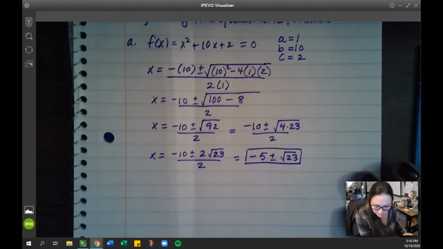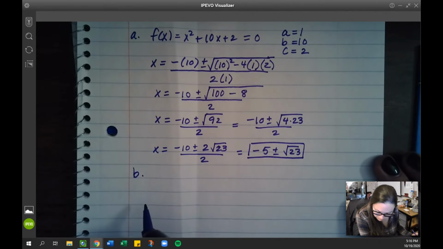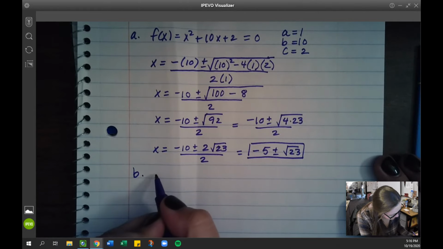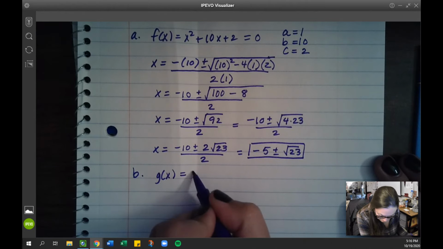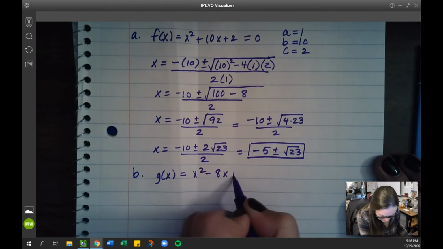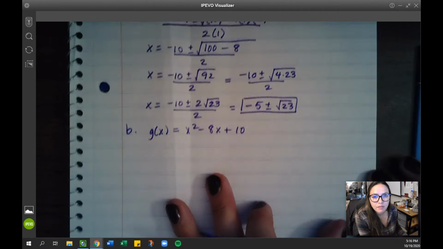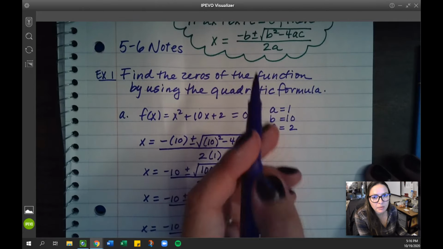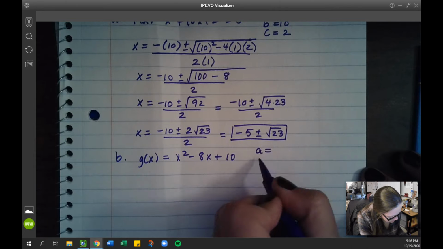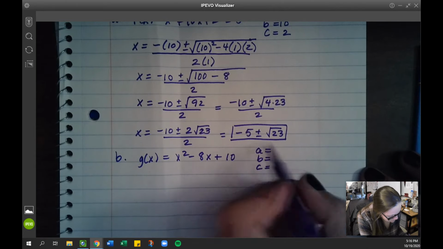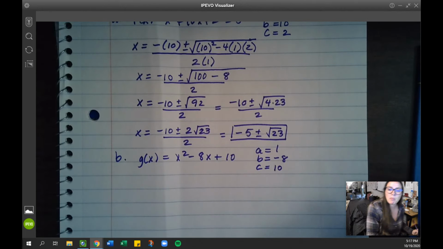Let's try another one. g of x equals x squared minus 8x plus 10. All right, here's our quadratic formula. You ready? First, let's state what a, b, and c are. a is 1, b is negative 8, and c is 10.